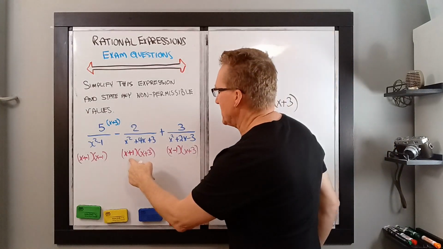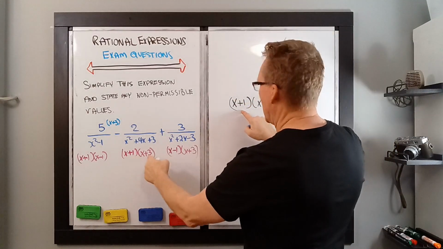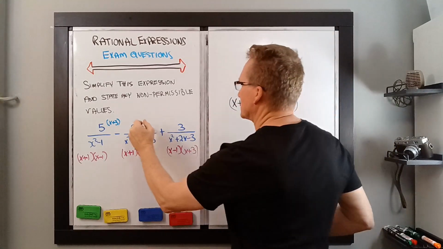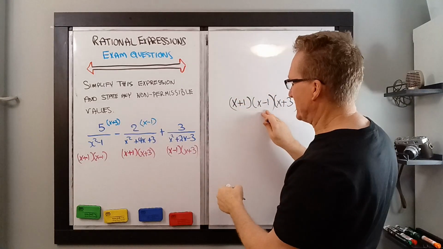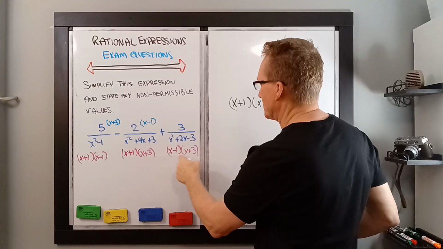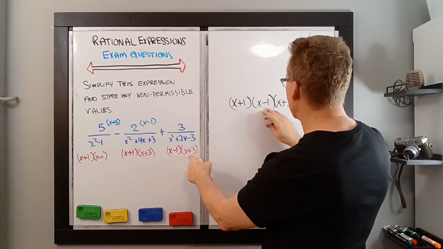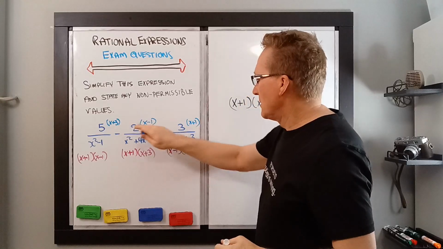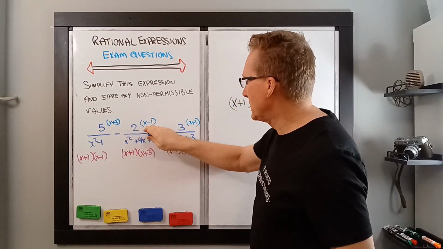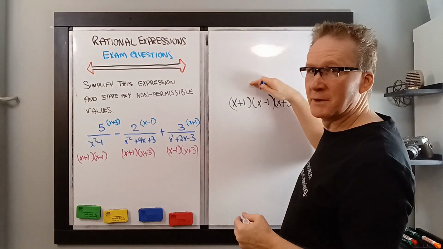This one has the x plus 1 here and the x plus 3, but it doesn't have the x minus 1. So we're going to multiply both the top and the bottom by x minus 1, as I've done here. This one has the x minus 1, the x plus 3, these two, but not this one. So now we're going to take each of these factors here, multiply them by the thing that we need to multiply, and write them on the numerator.